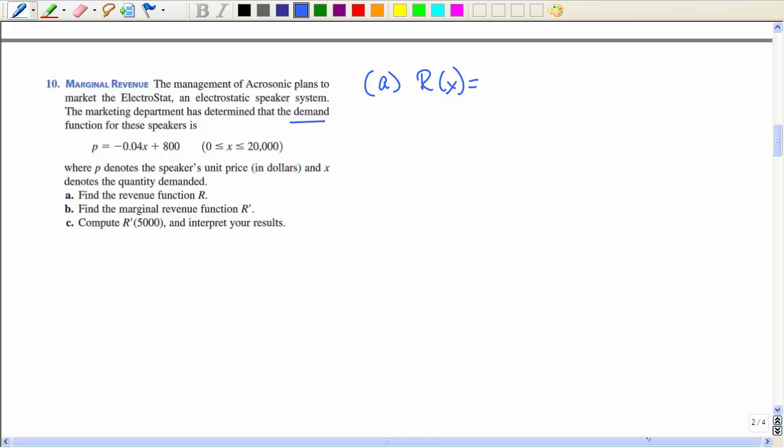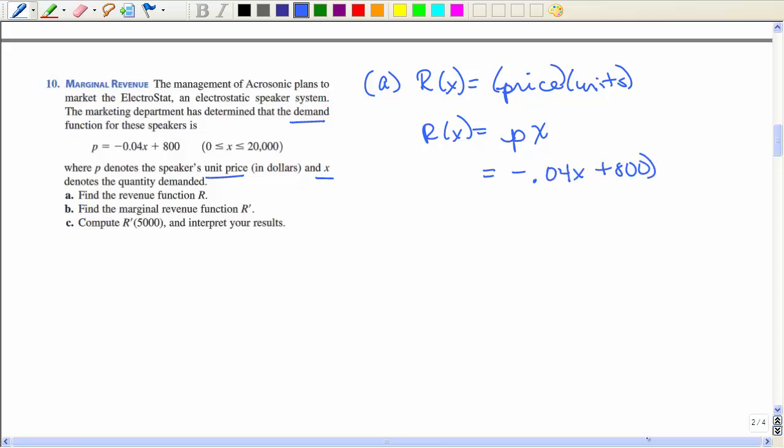Well, how do you make money? You make money by selling products. So we want to multiply how much it costs times how many units. If P denotes the unit's price and X denotes the quantity demanded, it seems to me you would multiply price times the units. So in this case, we'd need P times X, or negative 0.04X plus 800 times X, and that would be your revenue function.